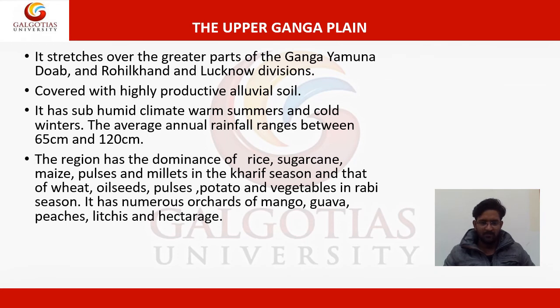The average annual rainfall ranges between 65 centimeters and 120 centimeters. The region has a dominance of rice, sugarcane, maize, pulses and millets in the Kharif season, and that of wheat, oilseed, pulses, potato and vegetables in the Rabi season. It has numerous orchards of mango, guava, peaches and lychees. So this is your Upper Ganga plain, and it mainly covers the areas near Lucknow and Rohilkhand. Okay, and this is also known as the Ganga Yamuna Doab because these two rivers meet there.